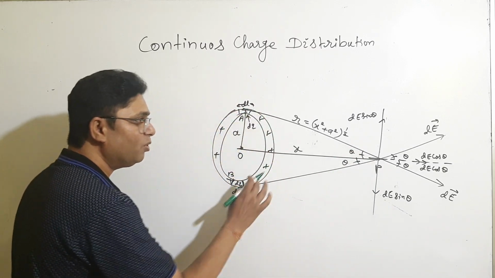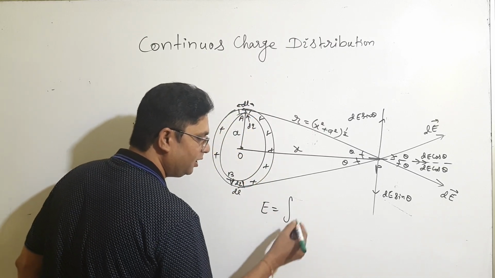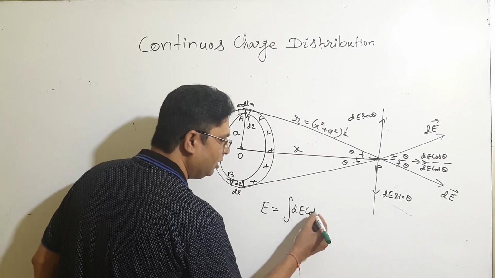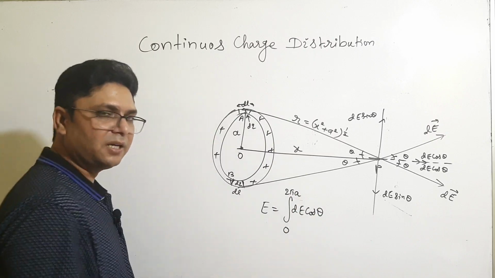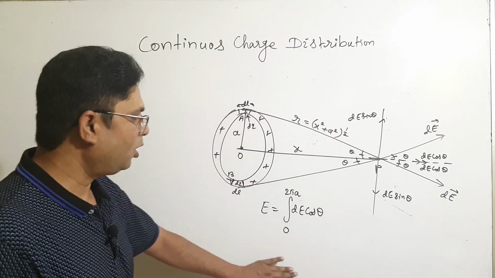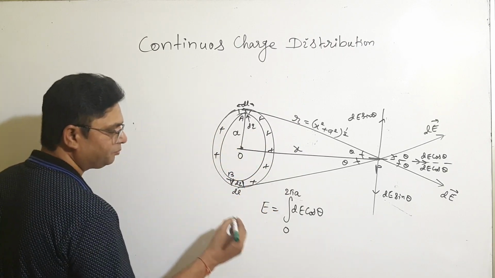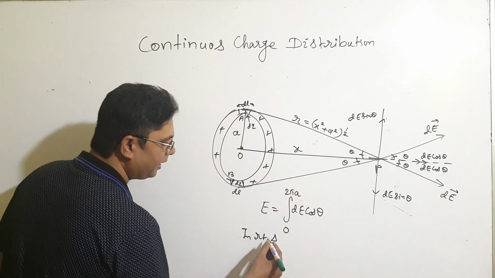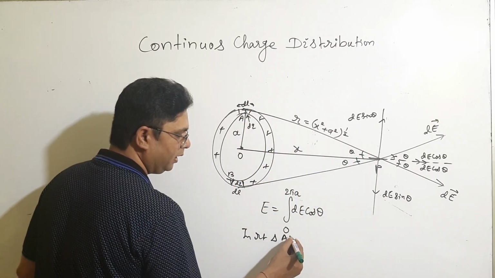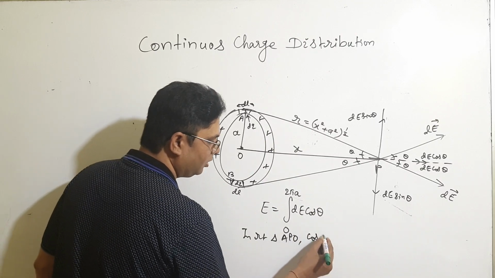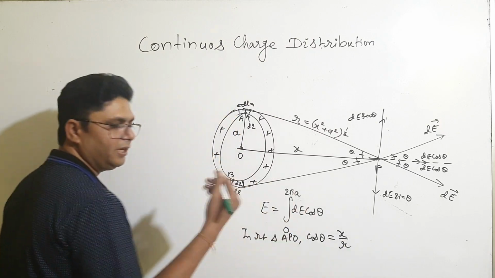We have an infinite number of points, so the net electric field E will be the integration of dE cos theta from 0 to 2 pi a, that is the circumference 2 pi a. Now you have to find cos theta. In the right triangle APO in this diagram, you have cos theta equals x upon r. Thus we get cos theta.